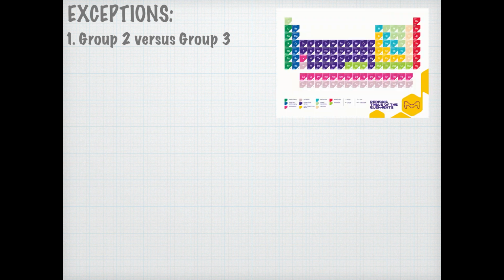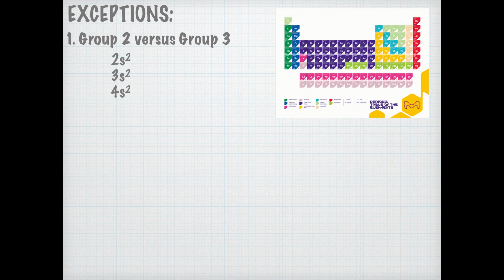The first exception is between group 2 and group 3. So let's see that on the periodic table. Group 2, remember, is beryllium, magnesium, calcium, strontium, barium, and radium. Group 3 is going to be your boron, aluminum, gallium, etc. Let's talk about why there is an exception for ionization energy trends. Based on the trend we just talked about, boron should have a higher ionization energy than beryllium, aluminum should have a higher ionization energy than magnesium, etc. That's not what we see though, and so we need to figure out why.